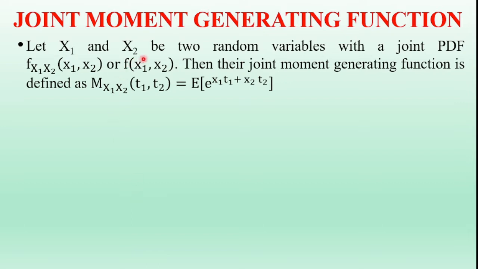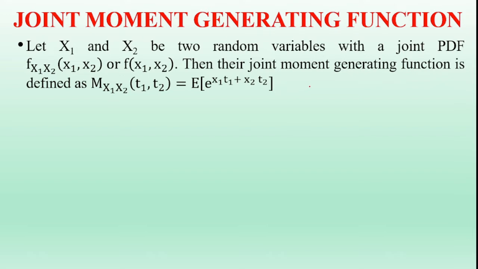Let x1 and x2 be two random variables with joint probability density function f_{X1 X2}(x1, x2), or this density function is also denoted as f(x1, x2). Then their joint moment generating function is defined as M_{X1 X2}(t1, t2) = E[e^(x1 t1 + x2 t2)]. So this is the definition of the joint moment generating function for two random variables.